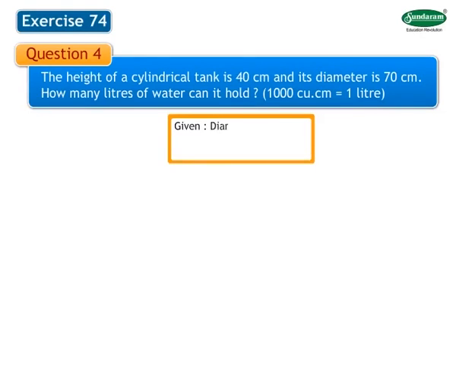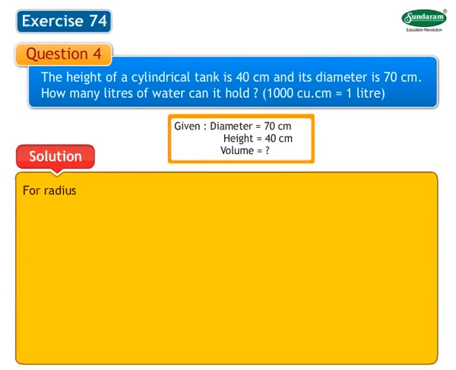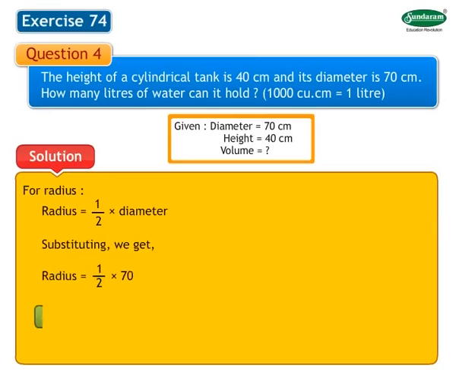Given diameter is equal to 70 centimeter, height is equal to 40 centimeter. We have to find the volume. But before finding the volume, we will find the radius of the cylinder. Radius is half the diameter. Therefore, radius is equal to half into diameter. Substituting, we get radius is equal to 1 upon 2 into 70, which is equal to 35 centimeter. Therefore, radius is equal to 35 centimeter.